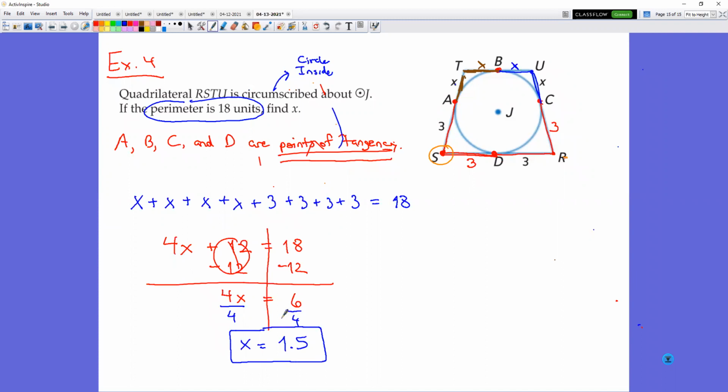So again, it's about the rule that if two tangents share the same endpoint, then they must be congruent to each other. So we just worked our way around this quadrilateral to come up with the values that we needed. And we were able to write this equation out and then solve for X. And there you go.